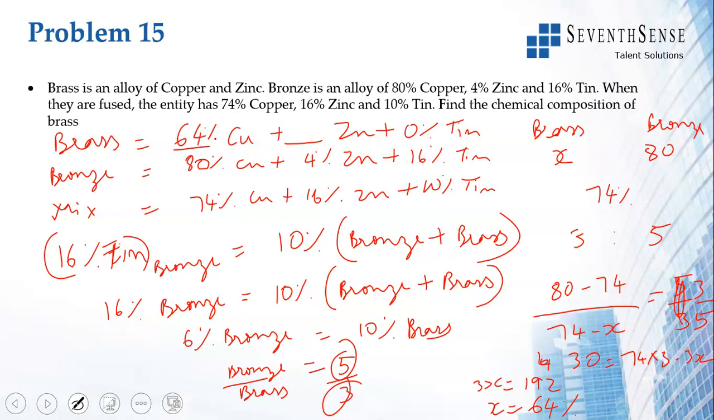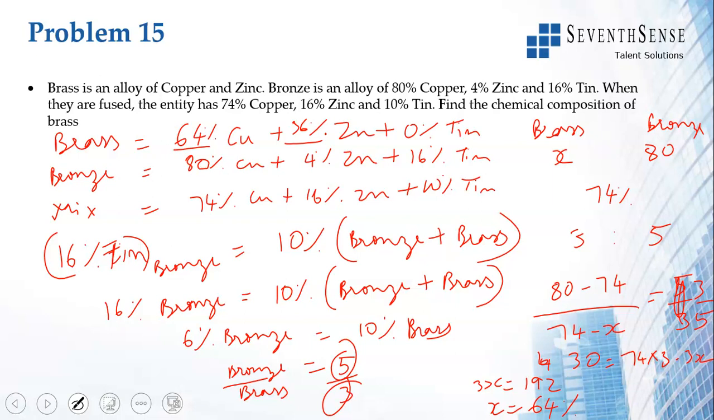That is 64% copper, this is 0, this is left to be 36% zinc. So what did we do? Brass has 0% tin, bronze has 16% tin, the mixture has 10% tin. So I have equated, even when the mixture gets fused, brass is not contributing any tin. So 16% of tin in bronze is equal to 10% of tin in the mixture, which is equal to 10% of bronze plus 10% of brass. Hence I got the ratio of bronze to brass as 5:3.